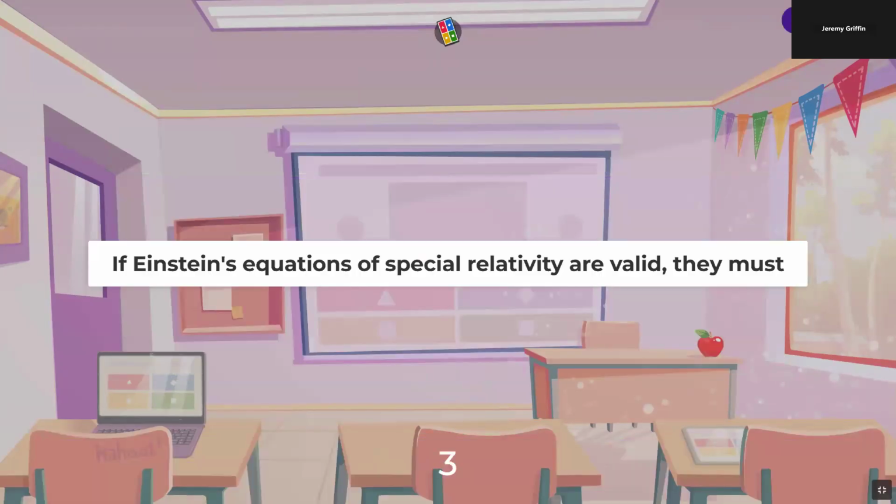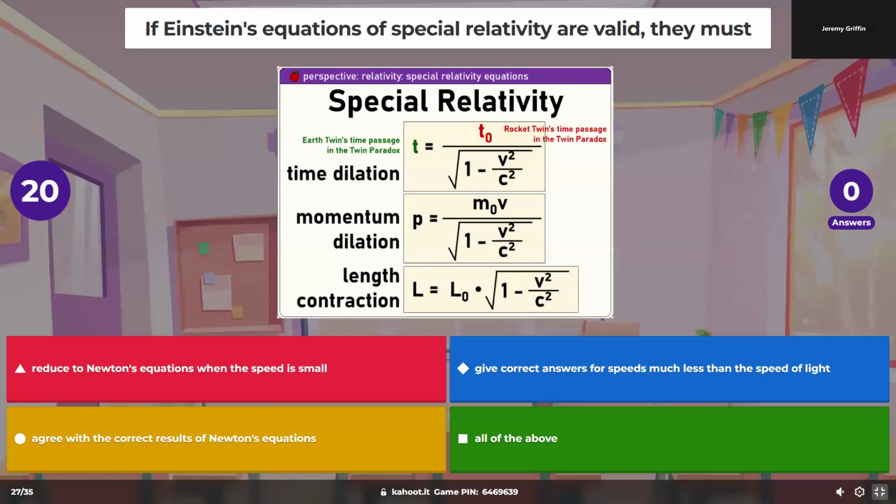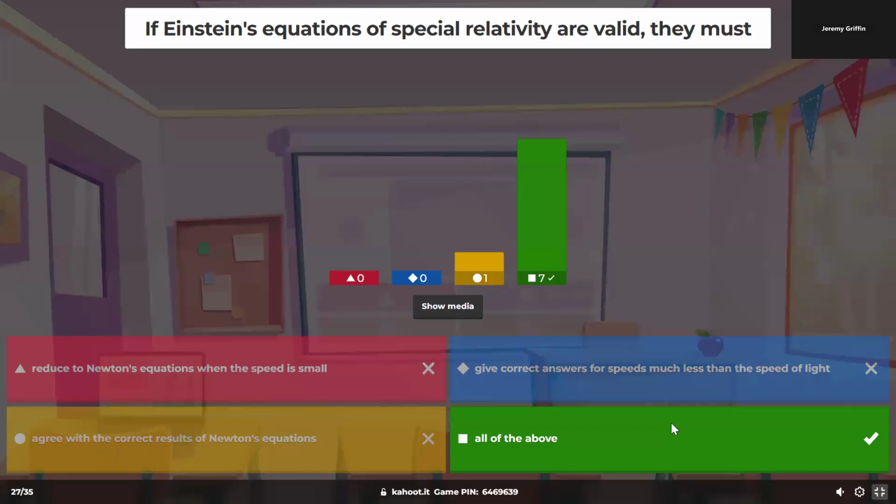If Einstein's equations for special relativity are valid, they must reduce to Newton's equations when the speed is small, agree with correct results from Newton's equations, give correct answers for speeds much less than the speed of light, all the above. There's Einstein's equations right there, some of them. Yeah, all this will be true. That's called, do you guys remember the name for that principle? It starts with the C. It's called the correspondence principle.